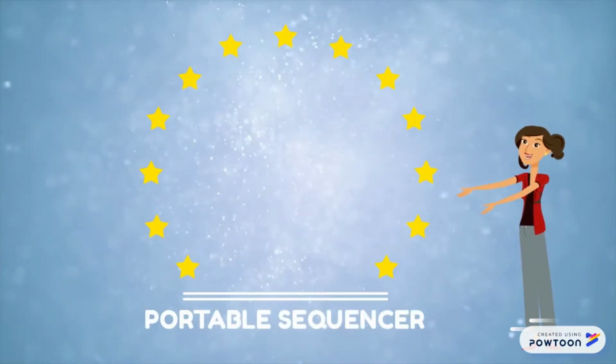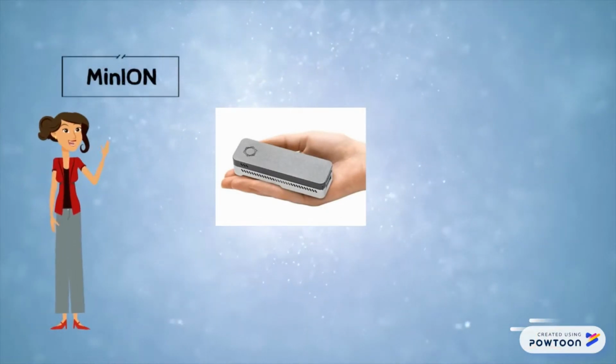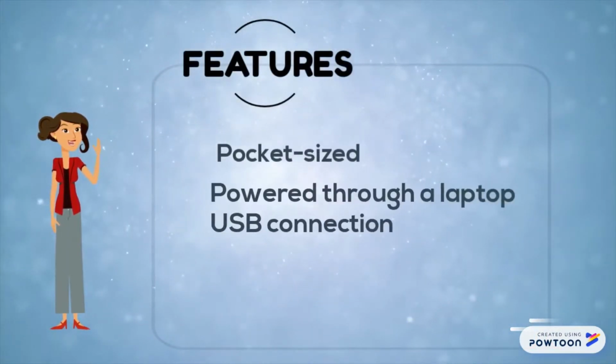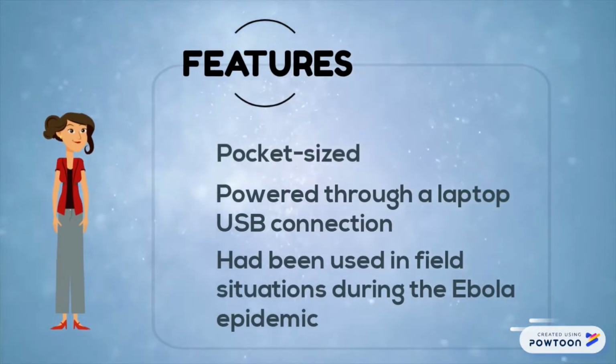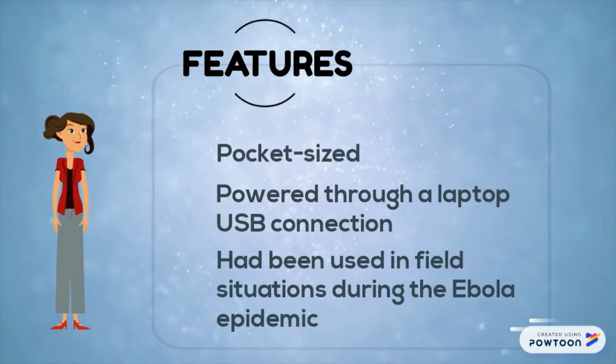An example of a portable sequencer is the MinION. It has pocket-sized features, can be powered through a laptop USB connection, and has been used in field situations during the Ebola epidemic.